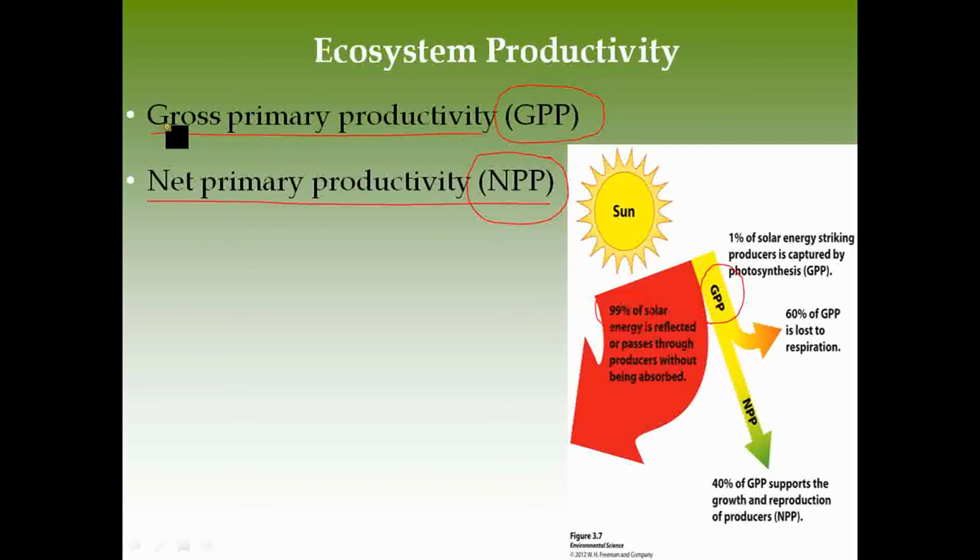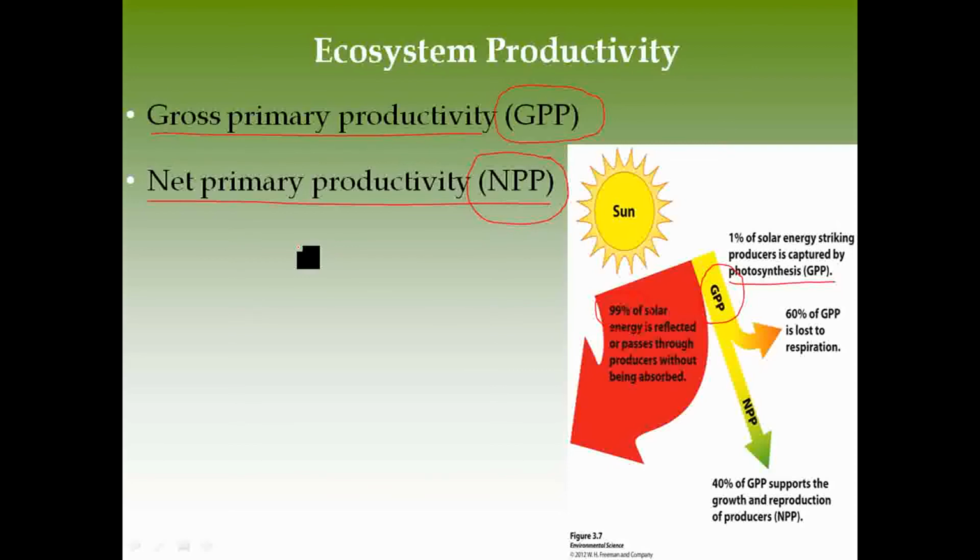So gross means like total. Gross primary productivity is the total amount of photosynthesis that happens in the ecosystem. It's the total amount of glucose made. That's important because when we're analyzing ecosystems, we need to know how much energy is being added to it. A desert is not going to have a very high GPP because there's not a lot of photosynthesis happening there. There's not a lot of plants. So that's not a very productive ecosystem.